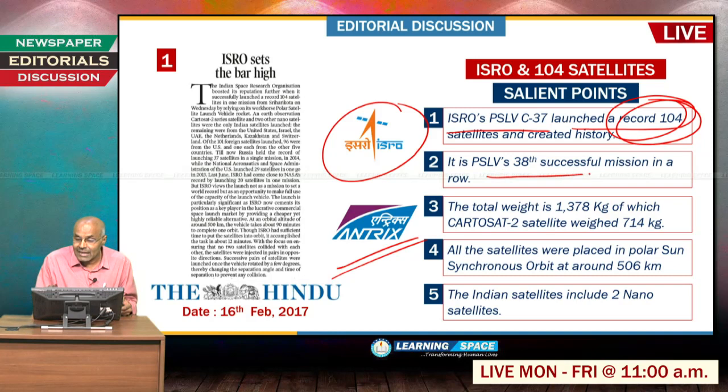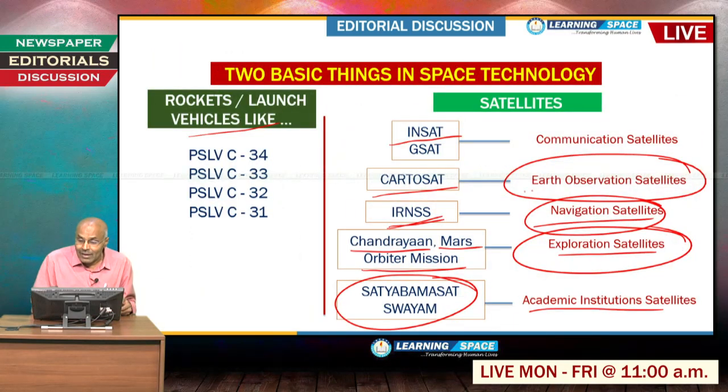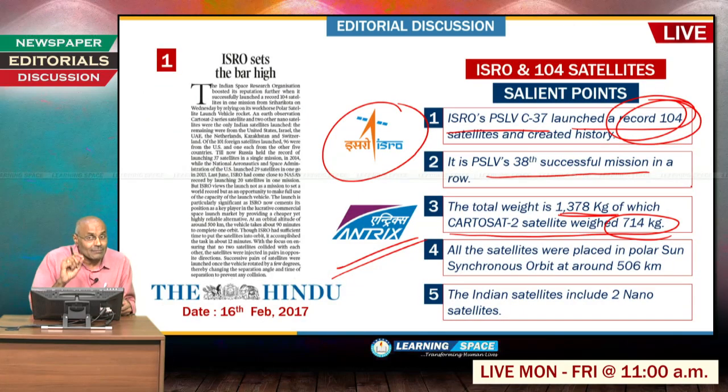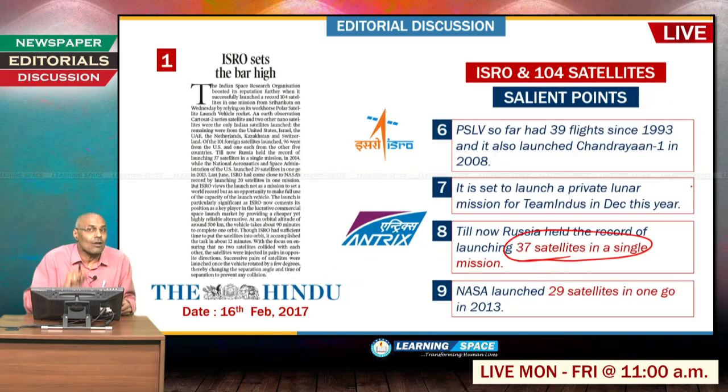And this is PSLV's 38th successful mission, and total weight is 1378 kg, and most of these satellites are nano satellites. You may have a doubt, what is meant by nano satellite? When the satellite weight is 1 kg to 10 kg, it is classified as nano satellite. Out of 104 satellites, this Cartosat 2 satellite weighed 714 kg, and Cartosat satellite is basically for Earth observation. And at the same time, out of 104, 96 belong to United States of America, and altogether 7 countries' satellites are involved in yesterday's launch, right.